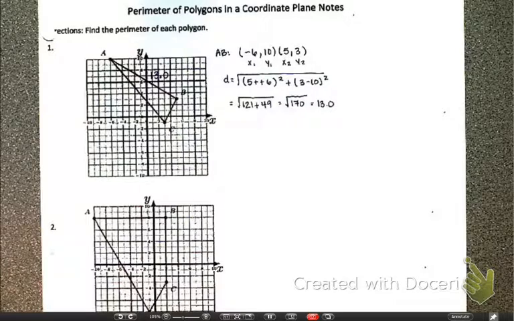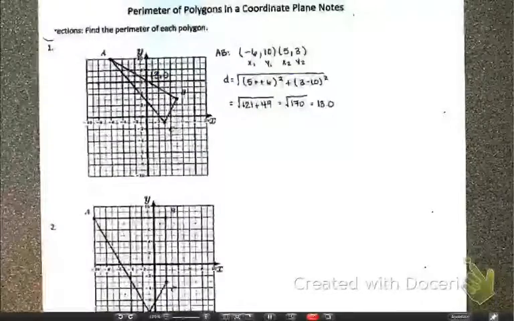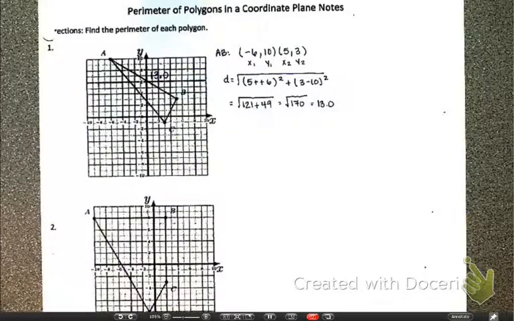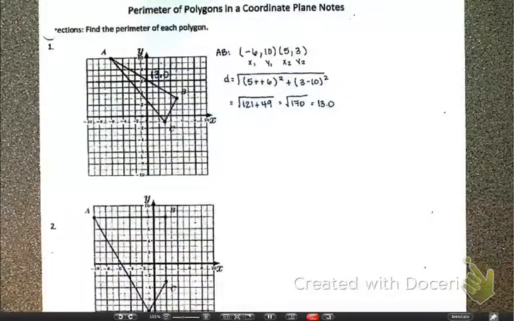Now before we start distance for BC, what's another way we can find the distance of BC other than distance formula? Pythagorean theorem. Remember when we created a right triangle and we used a squared plus b squared equals c squared? Let's see if that maybe is quicker or easier, or if you like it better than using distance formula. So we're going to do that for BC. Everyone okay with that? Yes.